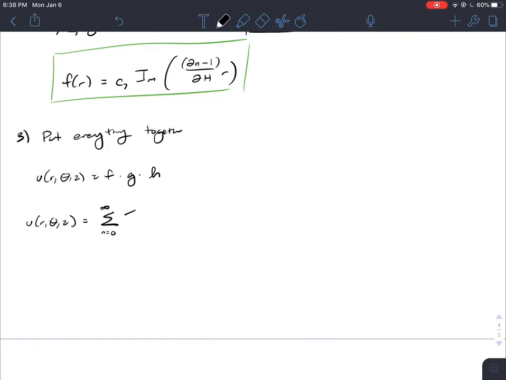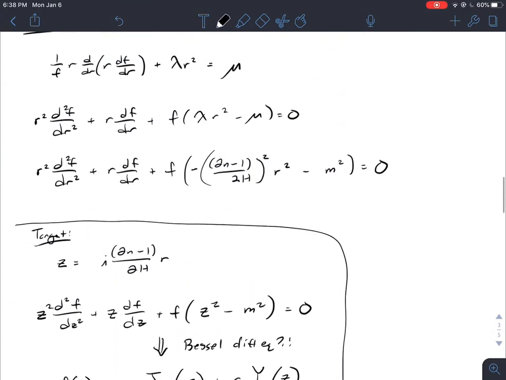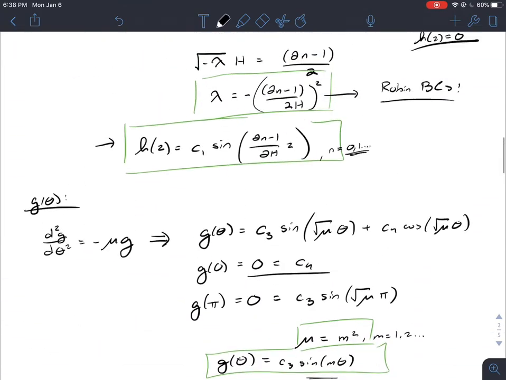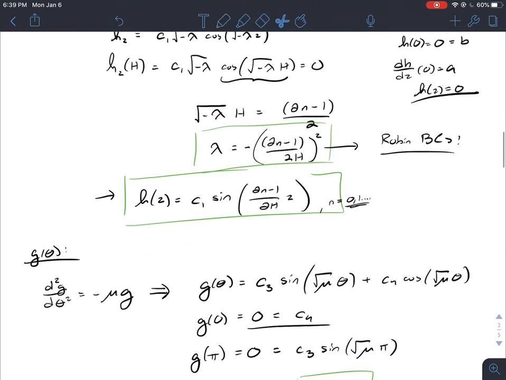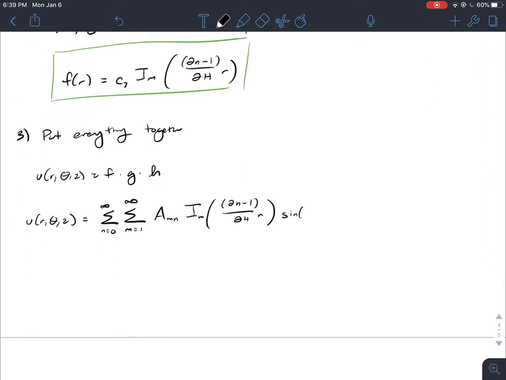So the summation is going to be n equals 0 to infinity, m equals 1 to infinity. We have a constant coefficient here, times I of m times (2n minus 1) over 2h r, times, let's see what else we have here, sorry. So the g of theta term, which is sine m theta, and then the h of z term, which I'm just going to copy and paste down. Sine m theta, plus this term right here.